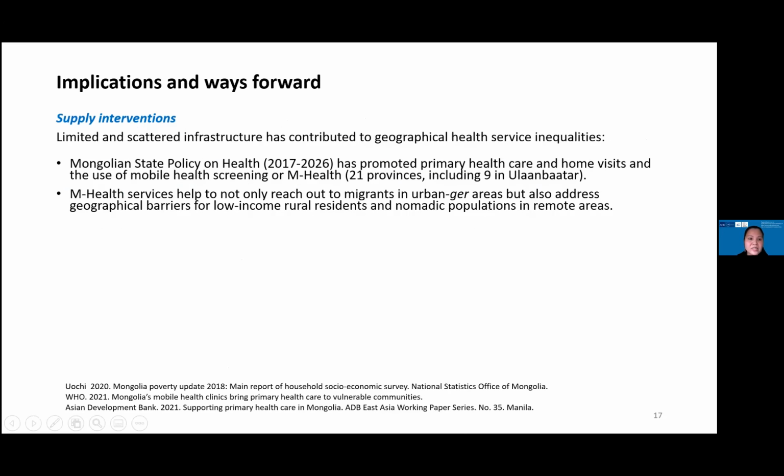Implications and ways forward. Supply interventions: as we mentioned already, geographical health service inequalities are quite dominant. There is a number of evidence now to show that the Mongolian state policy on health has promoted primary health care and home visits, and also promotes the use of mobile health screening, or mHealth, in 21 provinces, and also in 9 districts in Ulaanbaatar. This mHealth would likely help not only the migrants in the urban area but also low-income rural residents, and also the nomadic population in remote areas.